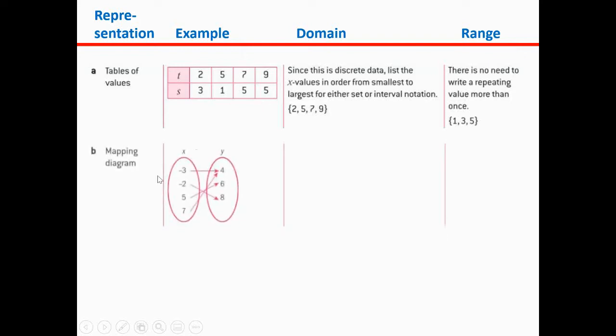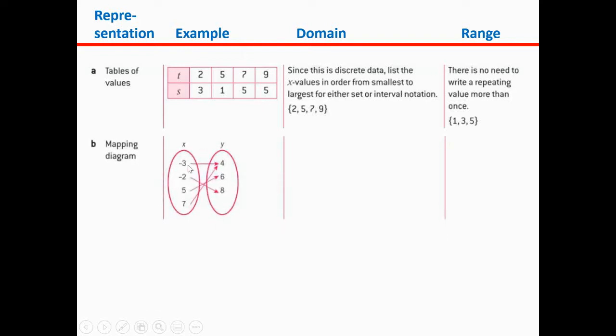Easy. Okay, here's a mapping diagram. What would be the domain for this one? Well, the domain would be, again, this set of possible inputs, these values here. We can see them here. And the range is all the possible outputs, 4, 6, 8, right here. Okay, pretty straightforward, right? Inputs, outputs, domain, range.